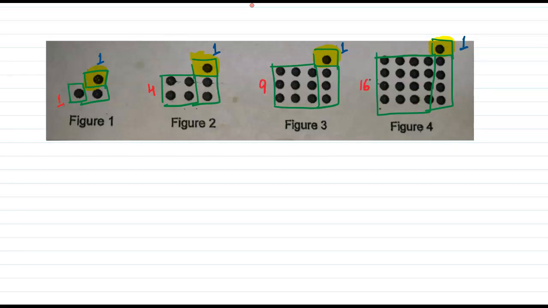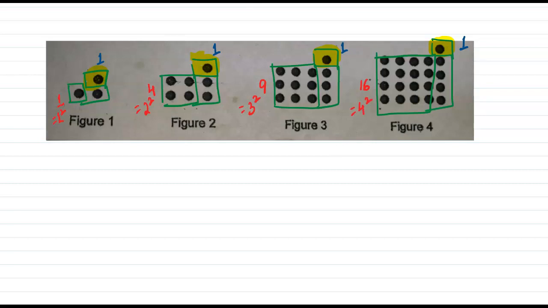Then 16. When you look at these numbers 1, 4, 9 and 16, can you see that they are square numbers? And they are the square of the figure number. Figure number is 1 and this is 1 square. Figure number is 2 and this is 2 square, which is 4. And figure number is 3 and this is 3 square, which is 9. Figure number is 4 and this is 4 square, which is 16.